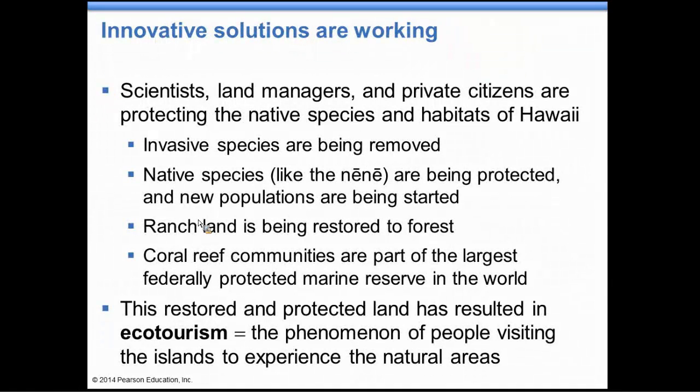So we have innovative solutions, and they are working. Multiple people from different backgrounds, different firms, different sectors are all coming together, and they're attempting to protect the native species and habitats of Hawaii, for example. Invasives are being removed, natives are being protected, and ranch land is now being converted back to forest. Coral communities are part of the largest federal protected marine reserve in the world, and this restored and protected land has resulted in ecotourism. It's the phenomenon that people want to see these natural lands and these species, and it brings in money for the island.